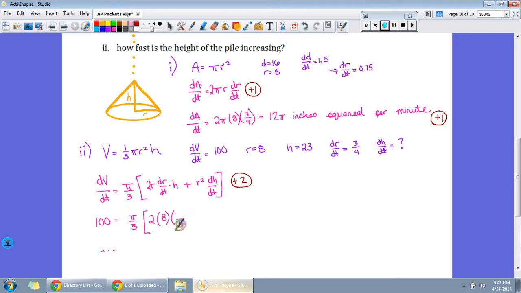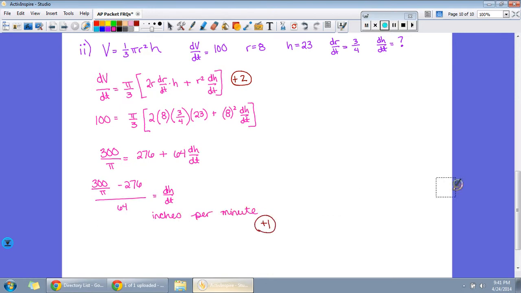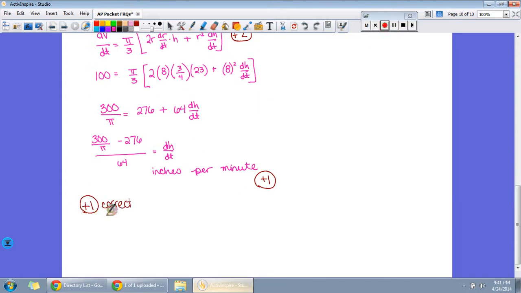100, and plugging everything in, and then going ahead and solving. dh/dt is going to be a really weird looking number, and that's in inches per minute, and that answer is worth 1 point. Finally, for this problem, you get 1 point for correct units throughout. And that's the 9 points for this FRQ.